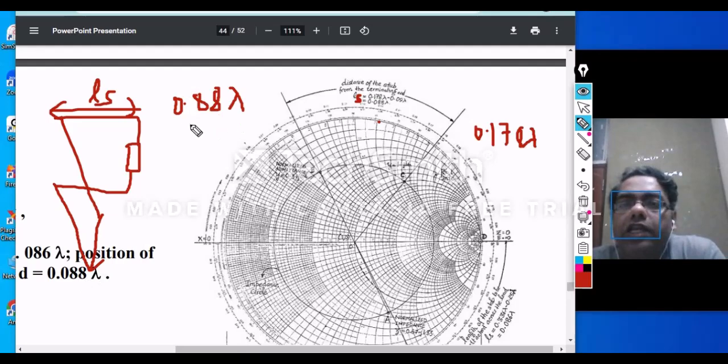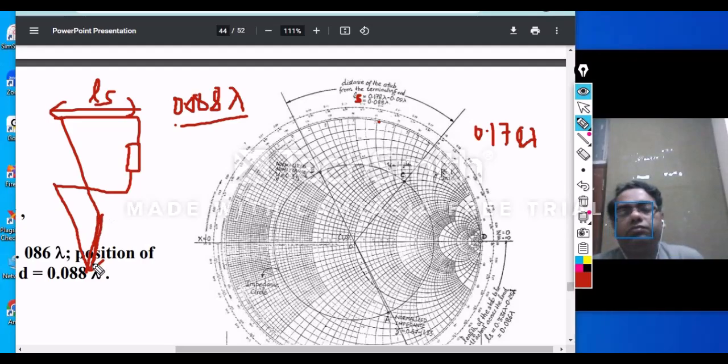So this Ls is 0.088 lambda, and if we know the frequency we can do c by f and get lambda, so it will give us this distance. So we are at point C. Now next we have to find what will be the length of the stub. Now if we are considering a shorted stub, the stub is shorted.